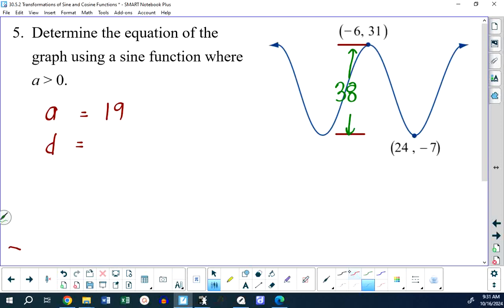What is d? Well, if the amplitude is 19, then d, which is the middle of this graph, needs to be halfway between the maximum and the minimum. So if I take the maximum of 31 and subtract 19, and then, just for kicks, take the minimum of negative 7 and add 19, I have to meet in the middle if I've done the amplitude right. And 31 minus 19, I believe, is 12. And negative 7 plus 19 is 12. So d is 12.